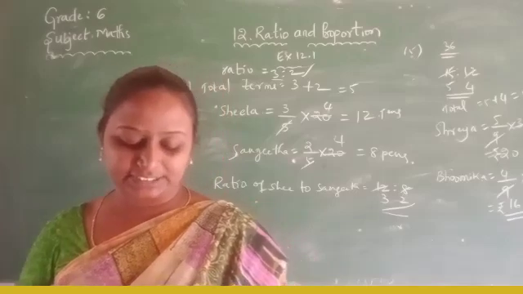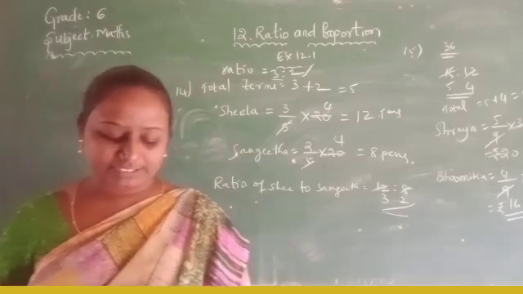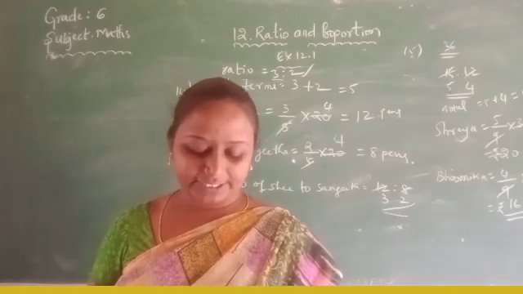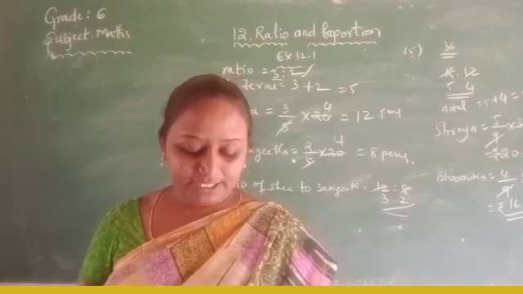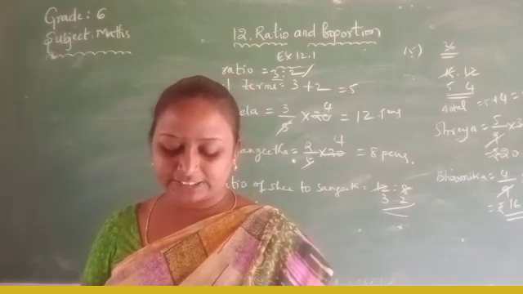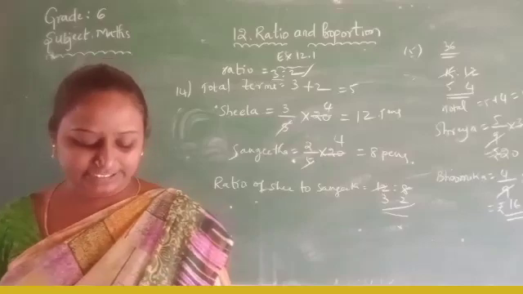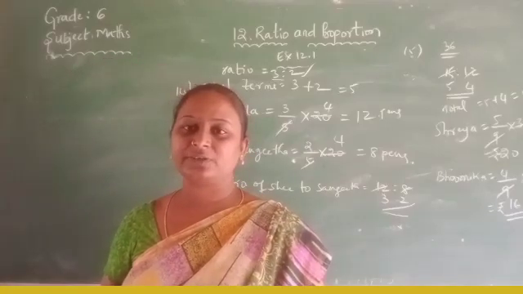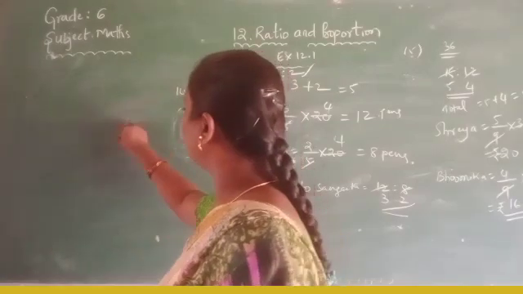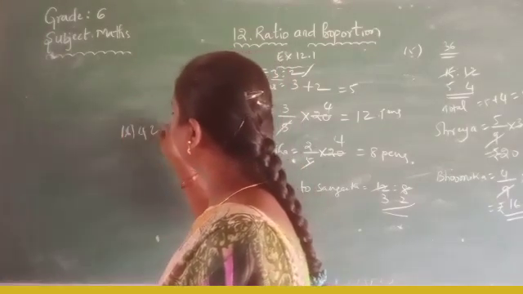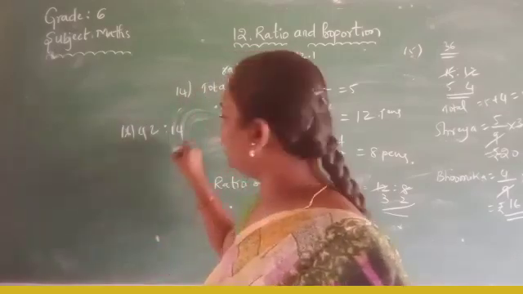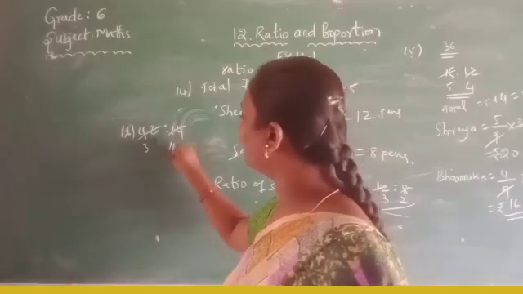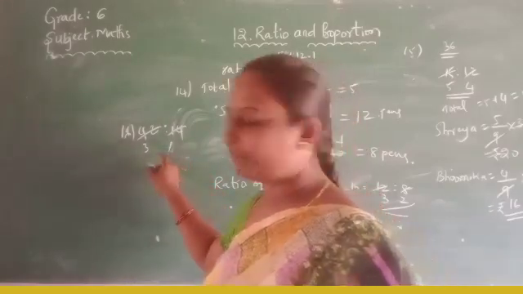Last one, see the 16th one. The present age of the father is 42 years and that of his son is 14 years. Find the ratio of the present age of father to the present age of son. What is the present age of the father here? 42 years. Son's age is 14 years. What is the ratio? 42 is to 14. That is 14 ones are 14, 14 threes are 42. The father's age is 3 times his son's age. So what is the ratio? 3 is to 1.